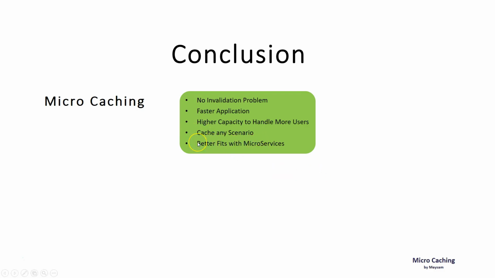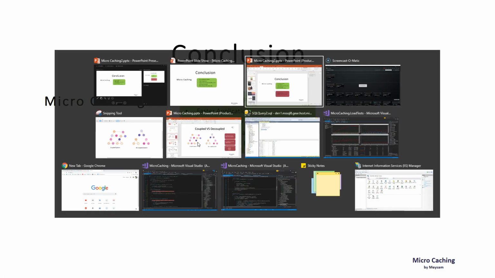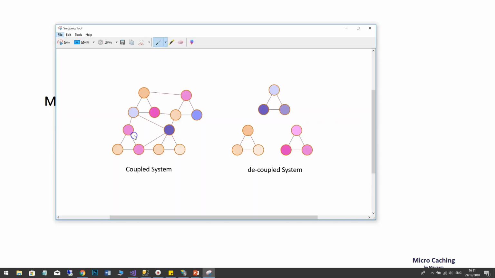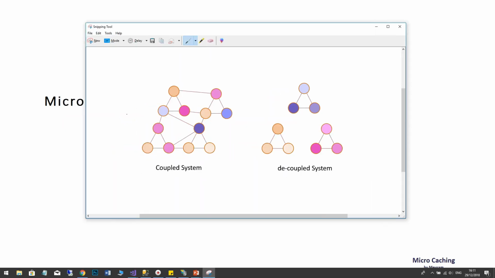As you saw in the first part, in the theory part, I showed you this image. In microcaching, we followed a design that ends up with a system like this, a decoupled system. We break down the component into separate smaller components and treat them separately and design them separately. So we can conclude that microcaching is a much better fit for a microservice environment.